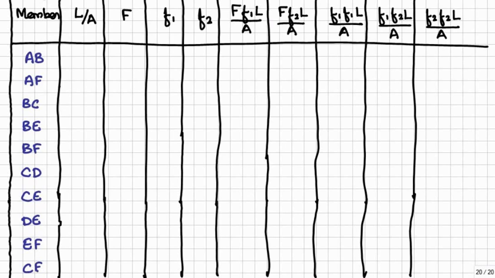On the primary structure, we will apply a unit load along the redundant force. Now we will find out the force in each member using the method of joints, and we list them in this column. We list them out in this f1.